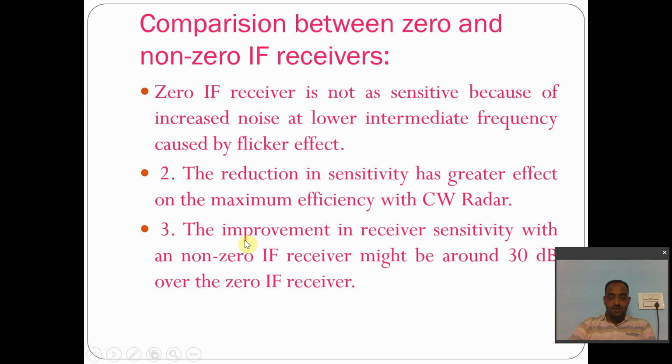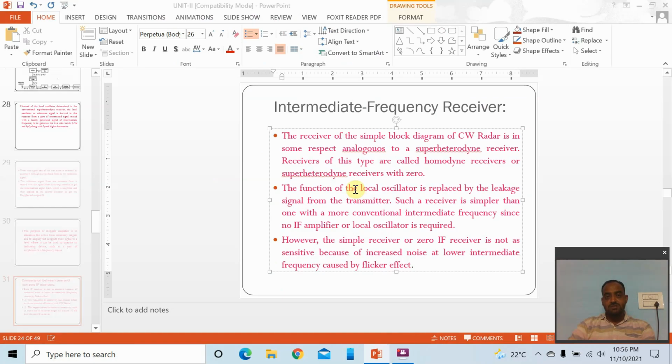The third point is that the improvement in receiver sensitivity with the non-zero IF receiver might be around 30 dB over the zero IF receiver. Over the previous case, this system works very efficiently. 30 dB is not a small figure; it is a very good improvement over the previous system. So this is the comparison.